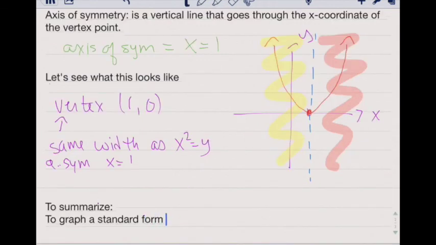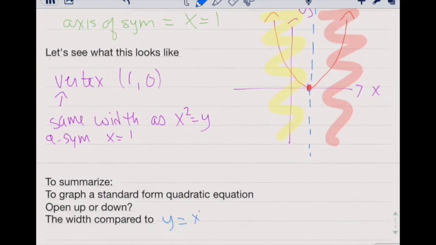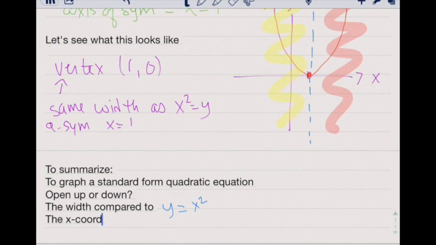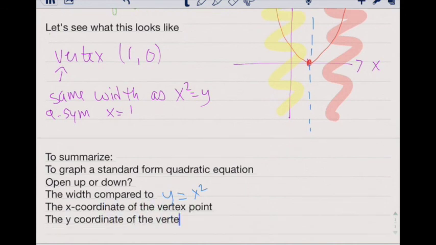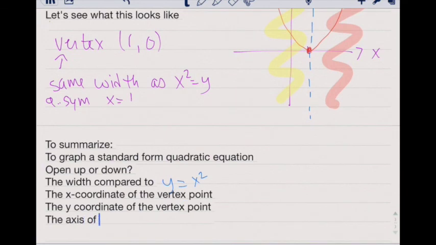So to summarize, to graph a standard form quadratic equation, we're going to consider the following things: whether it opens up or down, the width compared to y equals x squared, the x-coordinate of the vertex point, the y-coordinate of the vertex point, and finally, the axis of symmetry.